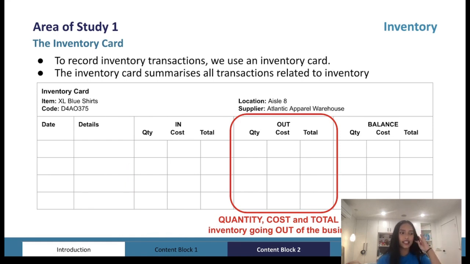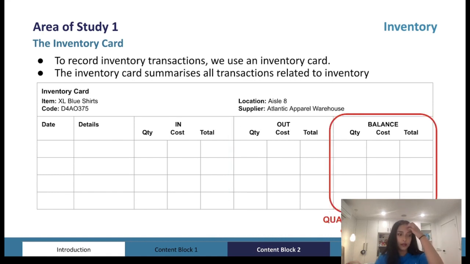And then it's kind of similar with the out column. The out column is used for transactions that involve inventory leaving the business. For example, when we sell inventory, or even drawings, like the owner taking inventory out of the business. With both of those transactions, it involves inventory leaving the business to go to that customer or to go to the owner. And again, it's broken up into 3 sub columns. We enter the quantity, cost per item, and total cost of the inventory going out of the business.